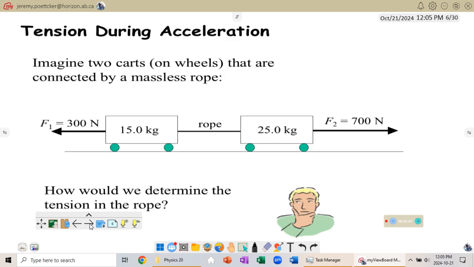All right, so if we can imagine two carts on wheels connected by a massless rope in the middle, how would we determine the tension in the rope? First thing that you should look at actually is just who's going to win the tug of war here. Right? We've got F1 and we have F2.